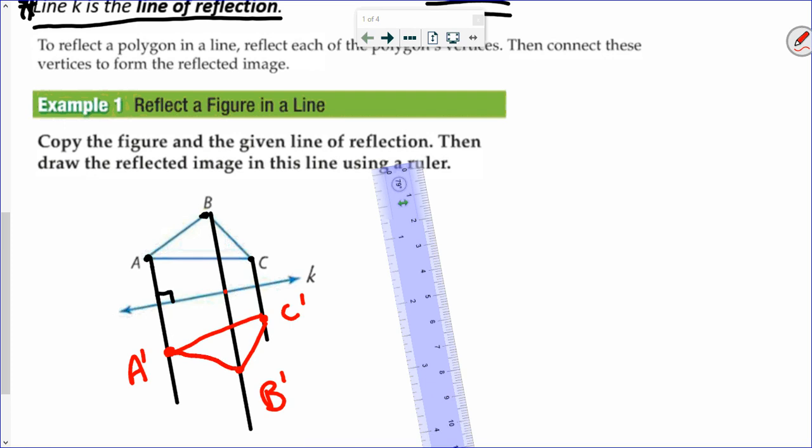So make this look really good. Use your straight edge for that part too. All right, but that's the reflection of the triangle ABC. Okay, nothing too tricky there.